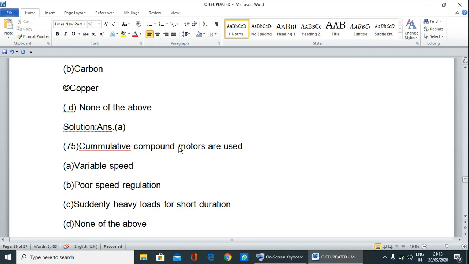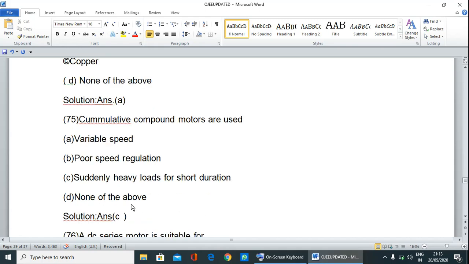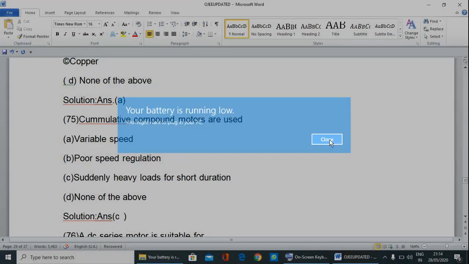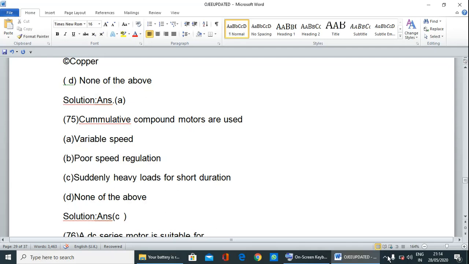Next question. The cumulative compound motors are used for variable speed, poor speed regulation, suddenly heavy loads for short duration. So correct answer is C, that is suddenly heavy loads for short duration, because in case of a cumulative compound motor, there are two windings used. One is series winding and shunt winding. This is very helpful in case of short duration.